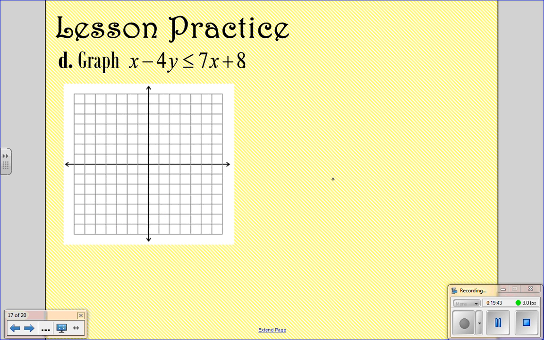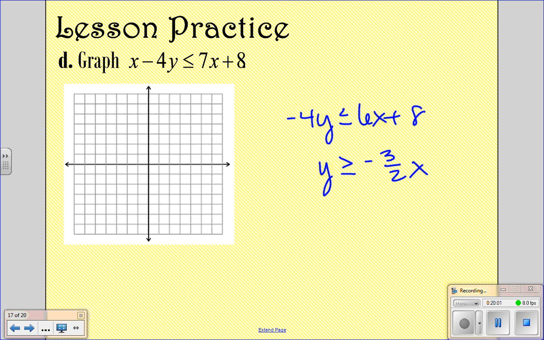Looking at this practice problem, we're going to try it and then unpause the video and you can check your answer. So your equation is going to be negative 4y is less than or equal to 6x plus 8. So if you divide by a negative 4, it's going to be y is greater than or equal to negative 3 over 2x minus 2. So when we go to graph it, we go to negative 2, and then we go down 3, and to the right 2, or up 3, and to the left 2.